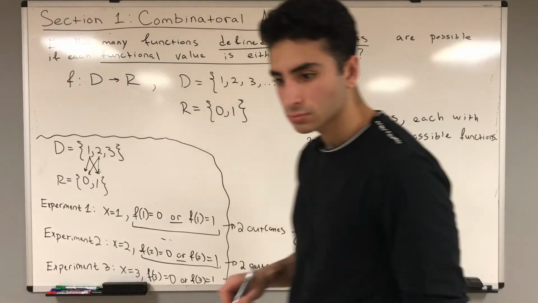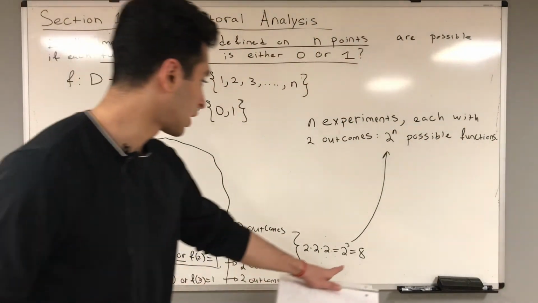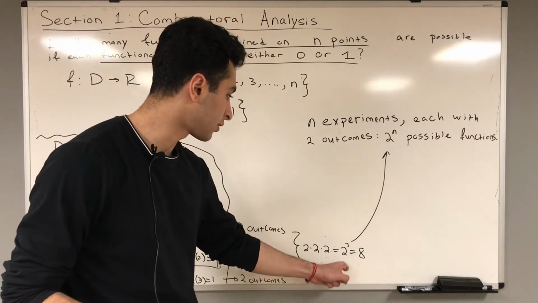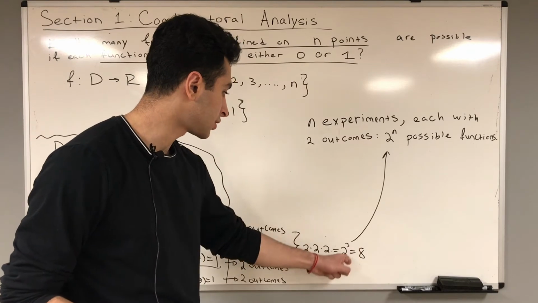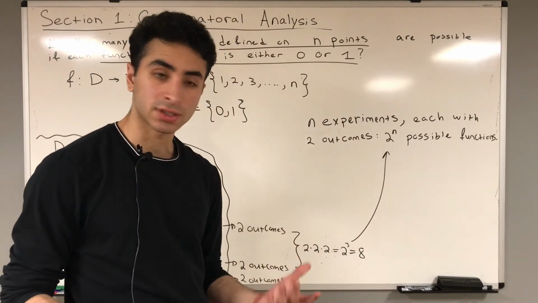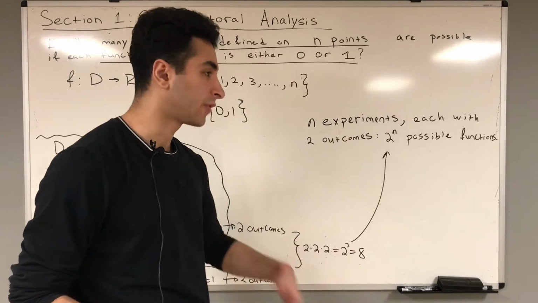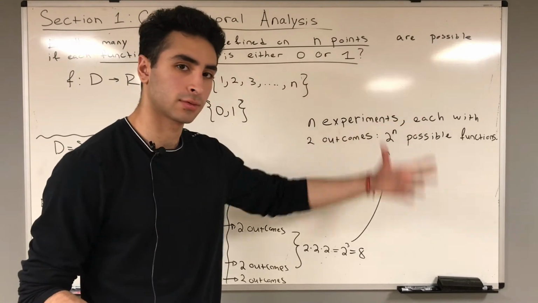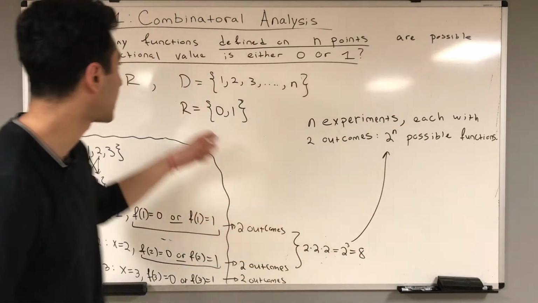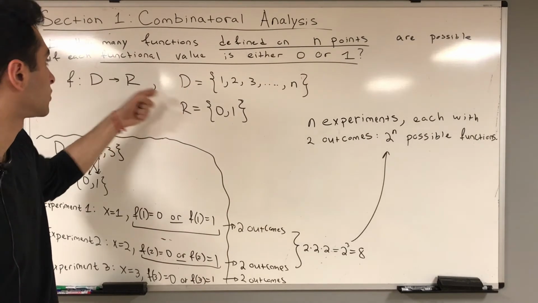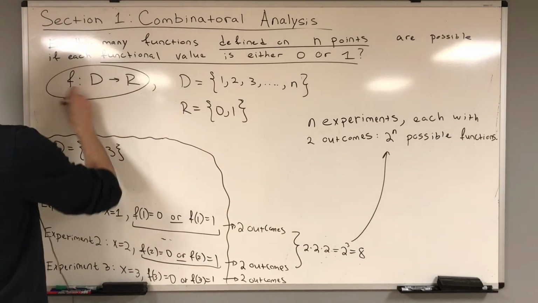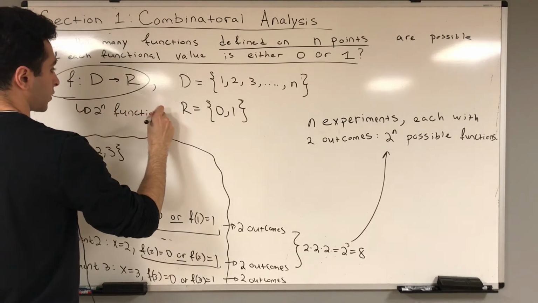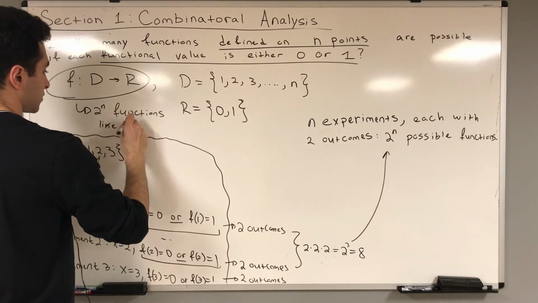So how do I get from here to here? Well, when you have 3 experiments, you have 2 outcomes for each experiment, you multiply them together, you have this nice little pattern, 2 to the third equals 8. If you had 4 experiments, you would have 2 to the fourth. If you had 5, you would have 2 to the fifth. If you have n, you have 2 to the n. And possible functions that have this domain that map to this range. Okay? So 2 to the n functions like this. Functions like this. That's all it means.